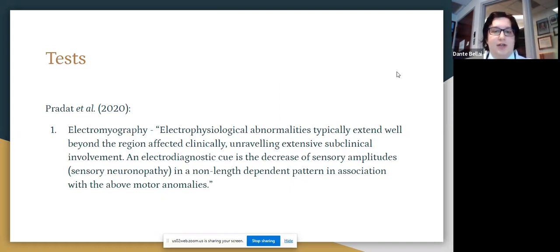Electrophysiological abnormalities typically extend well beyond the region affected clinically, revealing extensive subclinical involvement. So the cue to look for is a decrease in sensory amplitudes, or sensory neuronopathy in non-length dependent patterns, along with any kind of motor anomalies that you may encounter on examination.